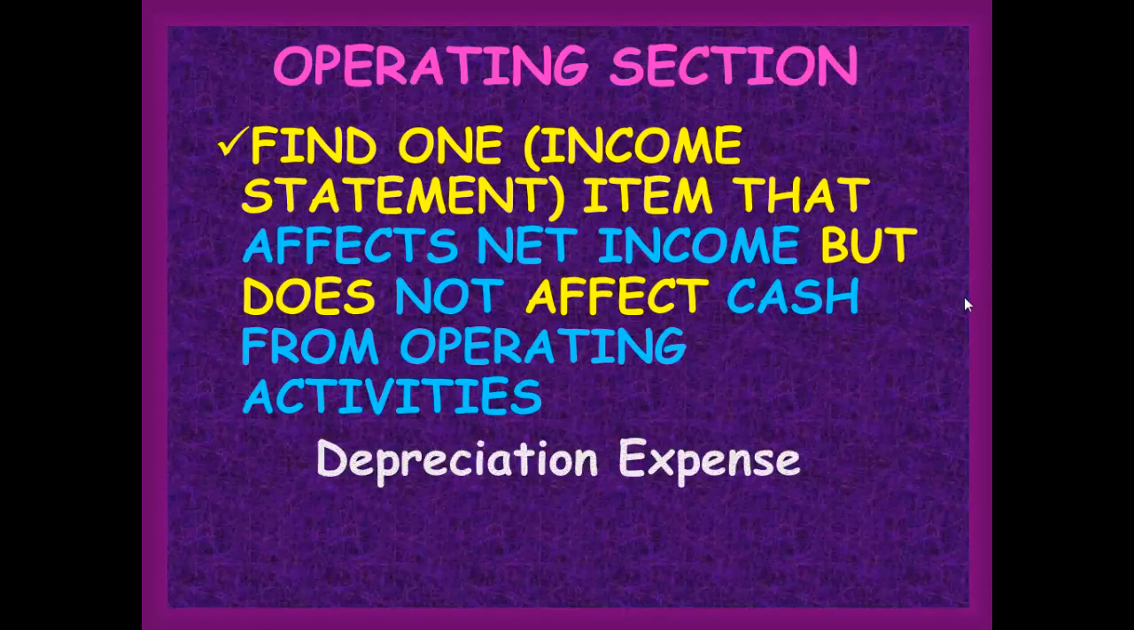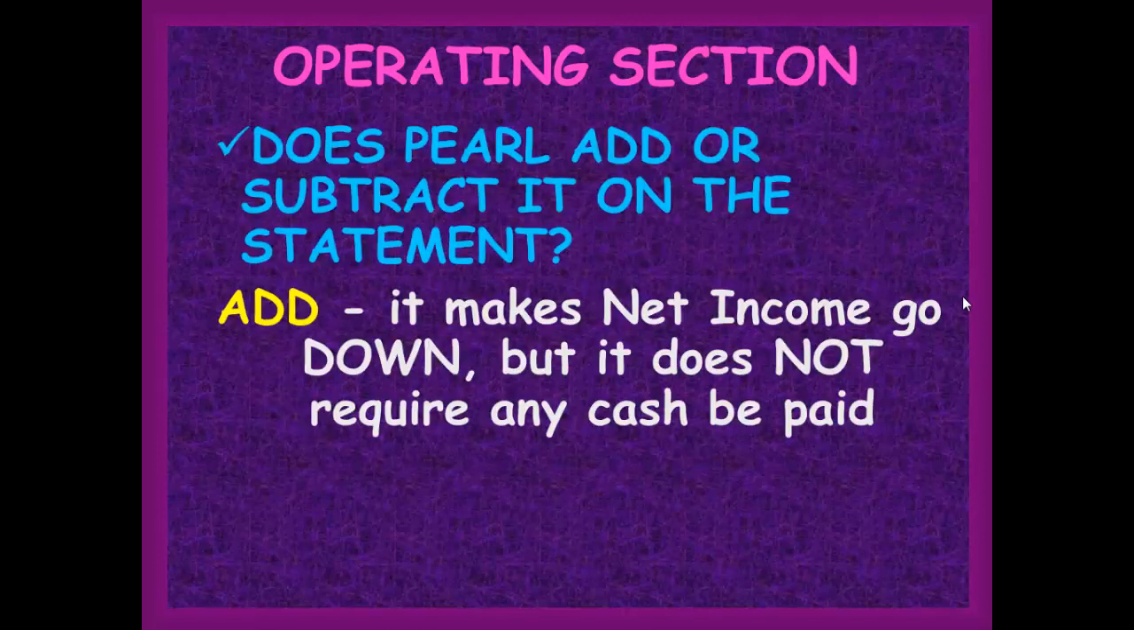So we have depreciation expense. That made my net income go down, but did not require that cash be paid out. So what are we going to do with that in the operating section? Will we add it or subtract my depreciation expense? We're going to add it. Good. It made my net income go down, didn't require that cash be paid out. And I believe that's all we had in this category.